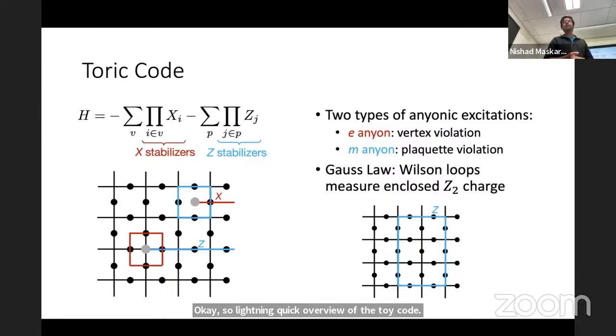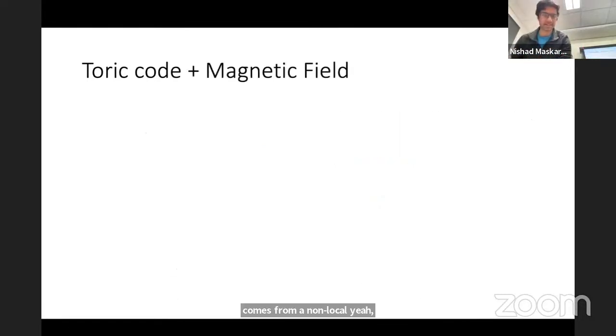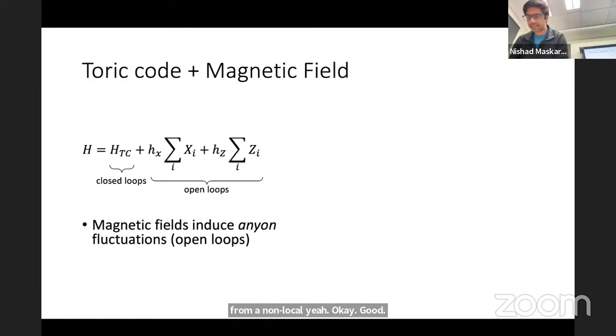Actually, earlier when you said topological order, you pointed out this high sample complexity. Can you clarify this point? Yes, that's a really good question, and we'll get to that in the next two slides. We'll see very concretely why the high sample complexity comes from the non-local order parameter. Okay, good. So I think let's go straight to that part.